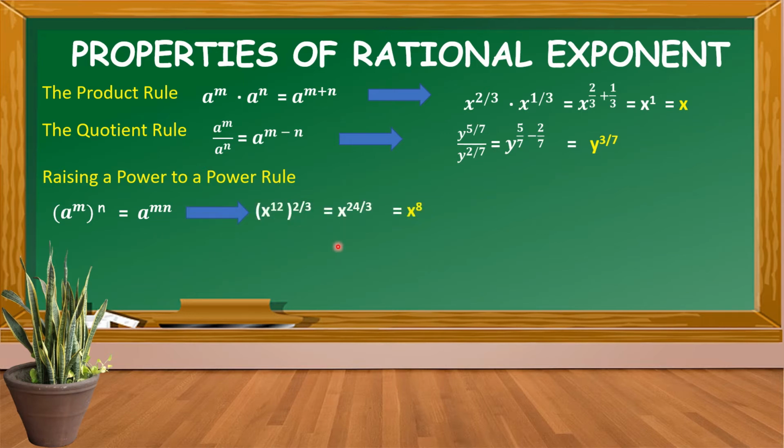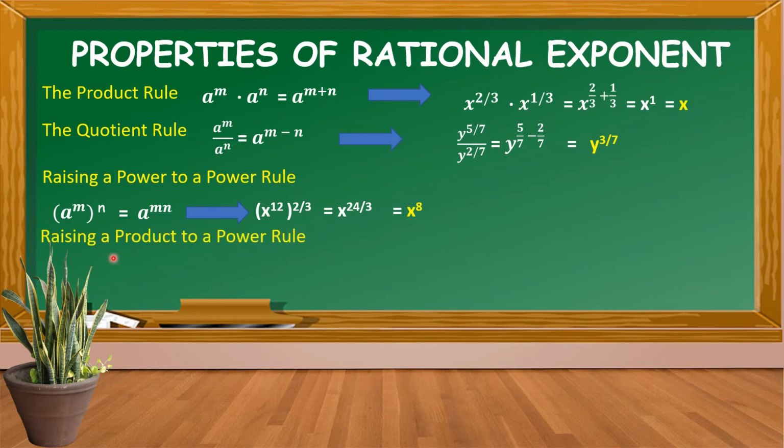So, an example for this: x raised to the power of 12, raised to the power of 2/3. Since we are going to multiply m and n, we have to multiply 12 times 2/3. 12 times 2/3 is 12 times 2, that is 24, over 3. So, we only multiply 12 and 2. And we all know that 12 here has a denominator of 1. 1 times 3 is 3. Then, we all know that 24 can be divided by 3, and that is 8. So, our answer is x to the power of 8.